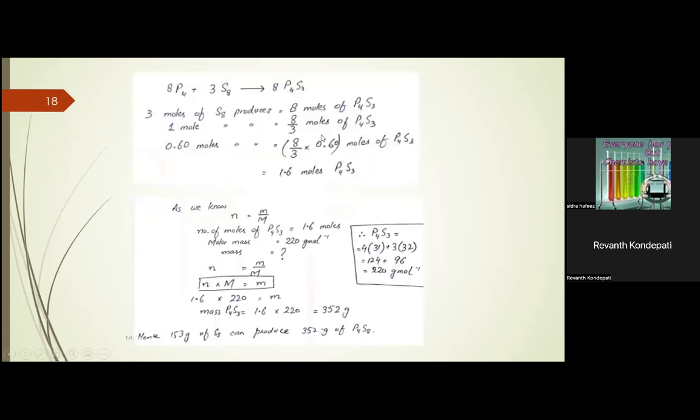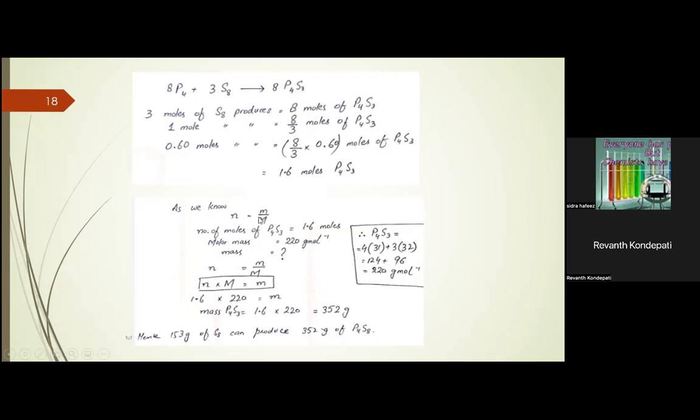Now, the balancing of equation. 3 moles of S8 produce 8 moles of P4S3. 1 mole of S8 will produce 8 divided by 3 moles of P4S3. Now, 0.60 moles of S8 will produce, you have to multiply this mole ratio with 0.60, then you will get the answer 1.6 moles of P4S3. This is the most important part of your answer, so revise it carefully.